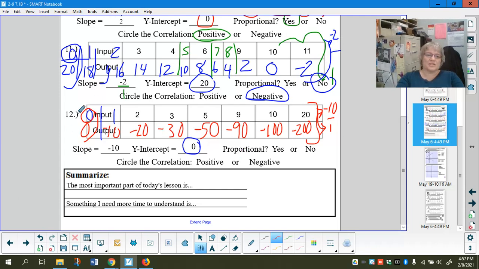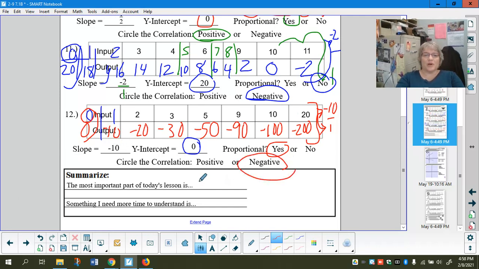Is it proportional? Does it go 0, 0? Yes. Is there a steady rate? Yes. Not here, but if I put in all those between numbers, if I put in 4, 6, 7, 8, 11, 12, 13, 14, 15, 16, 17, 18, 19, it would be a steady rate. I would be able to tell. And it is a negative slope, so it's a negative correlation.